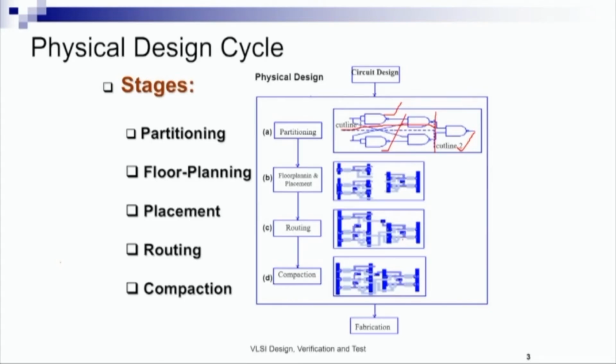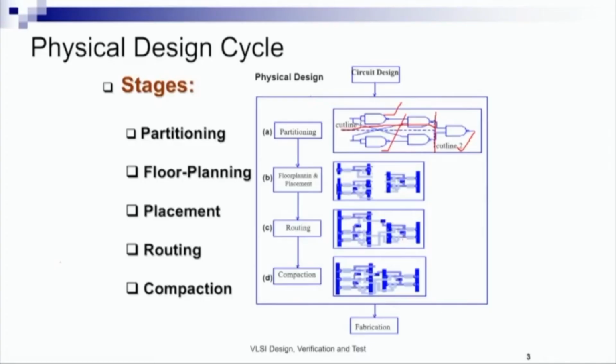So after the floor planning step, we come to the placement step, where we find the exact coordinates of the blocks on the floor of the chip. In the floor planning phase, we only obtain a relative order of placement of the blocks on the floor of the chip. We don't get the exact coordinates for each block. At the placement phase, we obtain the exact coordinates of each block.